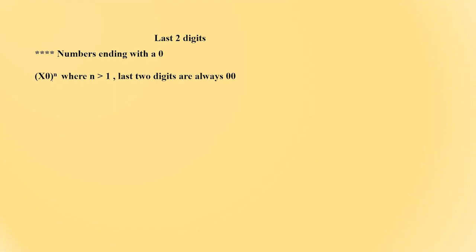Now, look at this. Numbers ending with a 0. Let me take a small number, 20, that ends with a 0. Now, 20 to the power n, where n is greater than 1. 20 power 2. What would be the last two digits of this number? It's going to be 400. The last two digits would be 00.